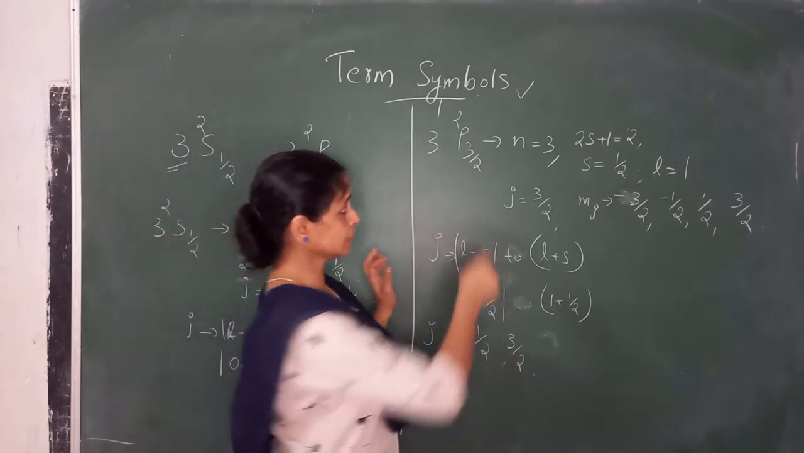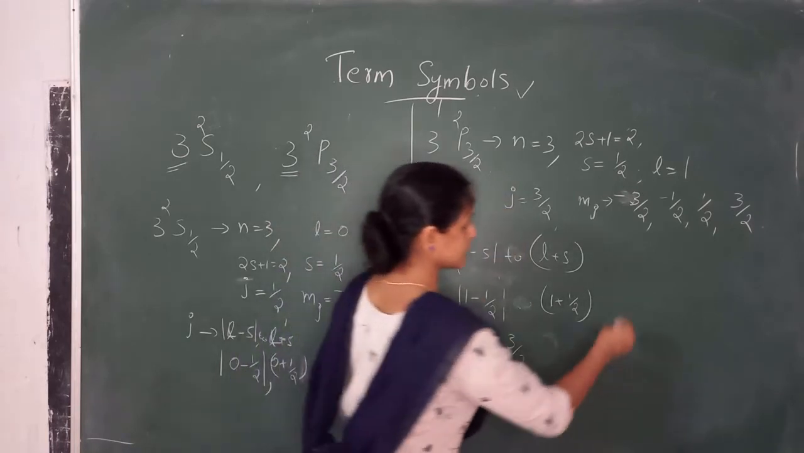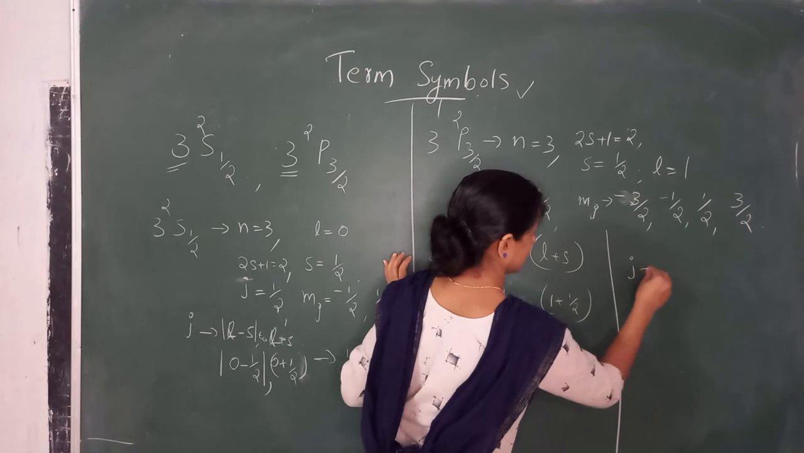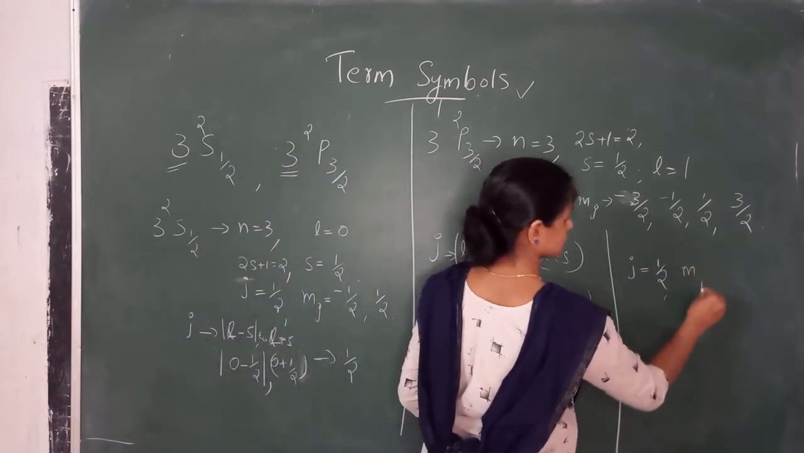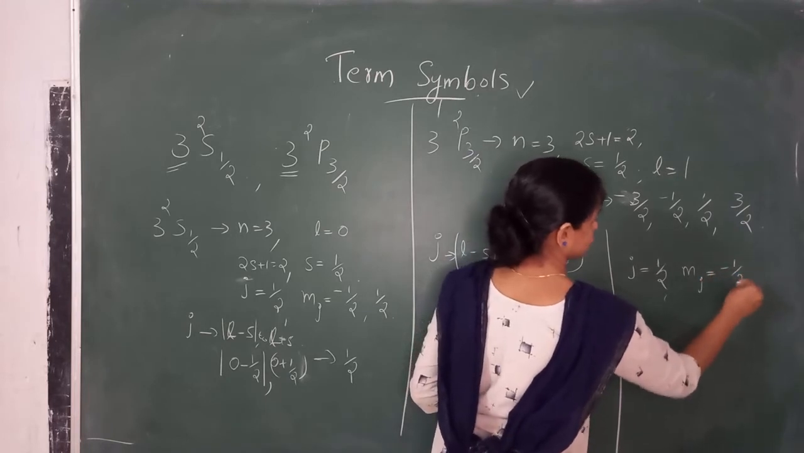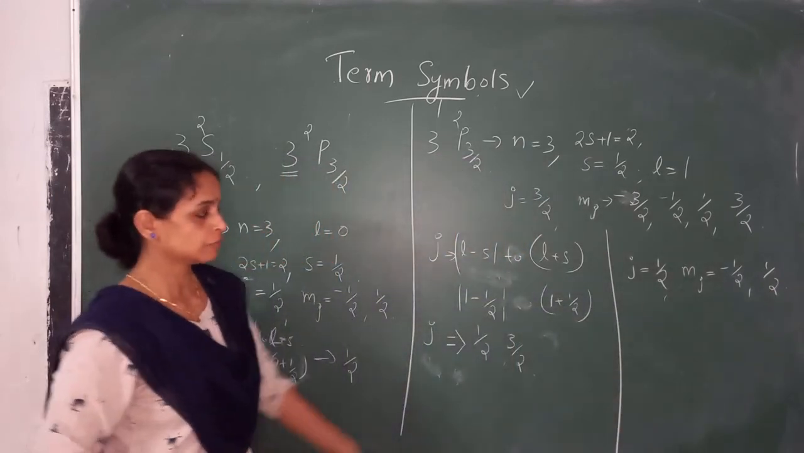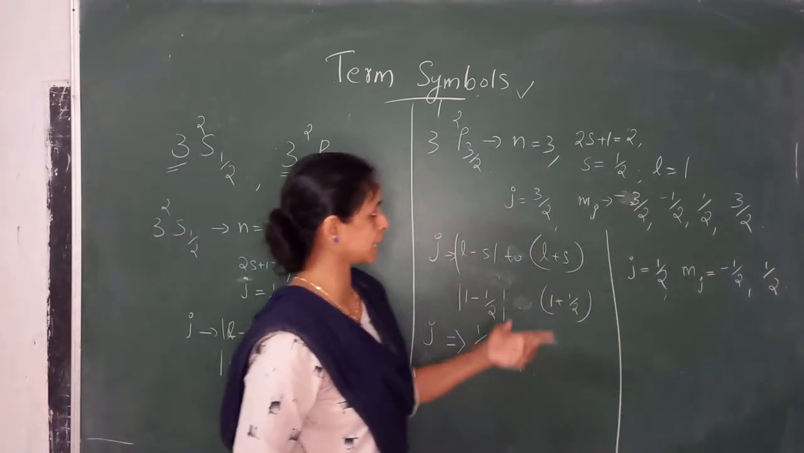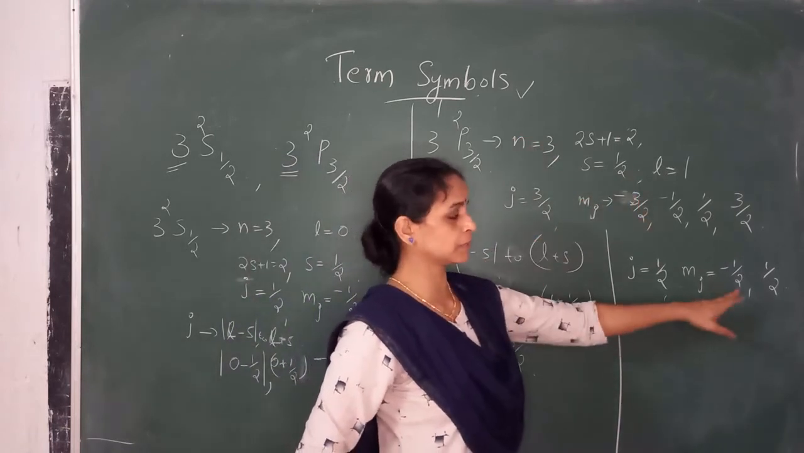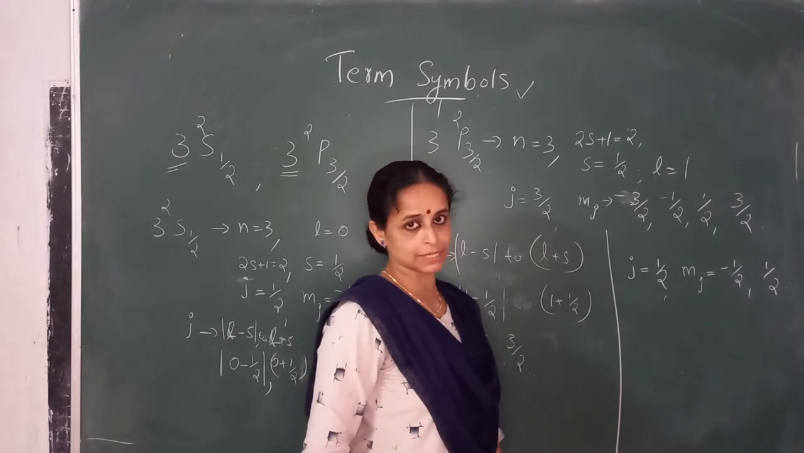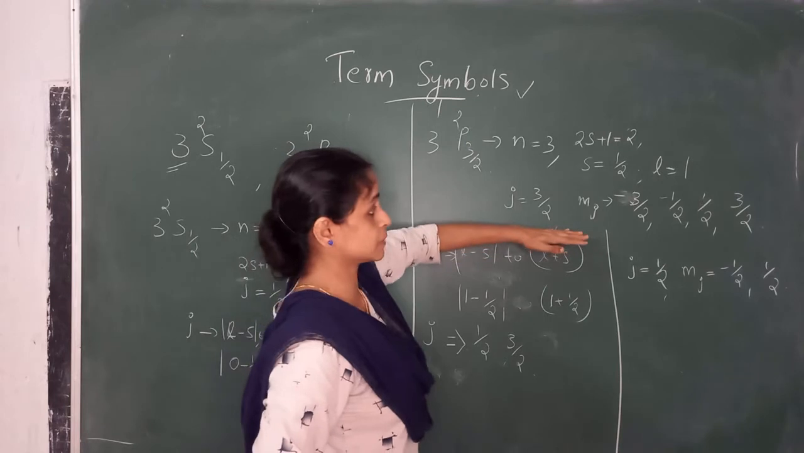That is, J is equal to 3 by 2 already we can have here. So for J equal to half, you will have Mj values minus half to plus half. Two Mj values will be there for J equal to half. The remaining are the same. N equal to 3, S is equal to half, J equal to half, and Mj equal to plus half and minus half. So for this particular state you have these values.